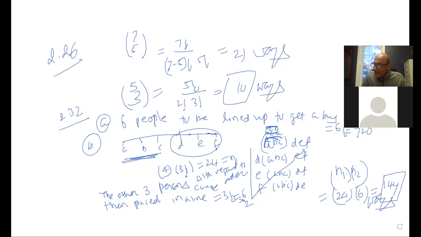Now let me go through the C part. If 2 specific persons among 6 refuse to follow each other, how many ways are possible? 2 specific people refuse to follow each other. That means suppose A and B refuse to follow each other, right?